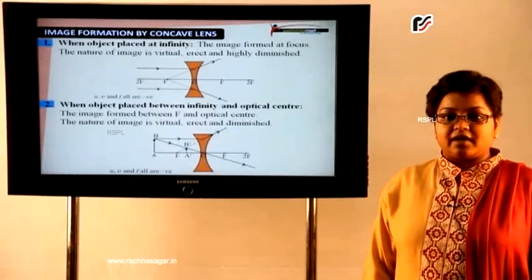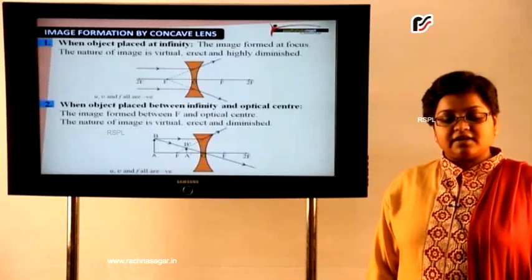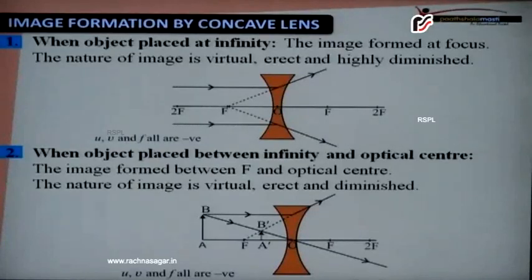Image formation by a concave lens. In the case of a concave lens, the image formed is always virtual in nature because the lens is diverging in nature. We take a case where the object is placed at infinity. When the object is placed at infinity, the rays come parallel to the principal axis and after refraction they appear to meet at the focus of the lens.